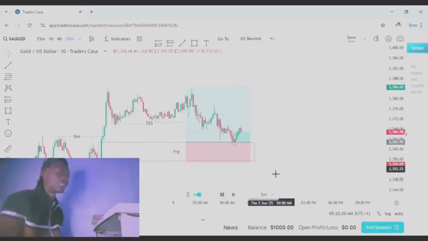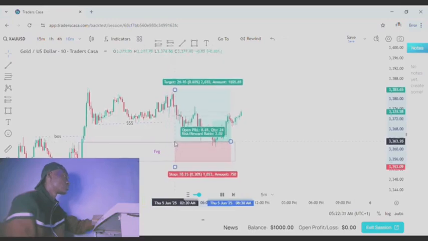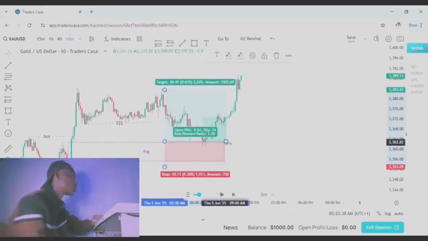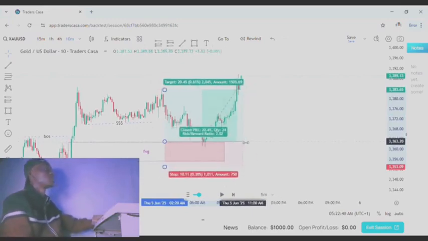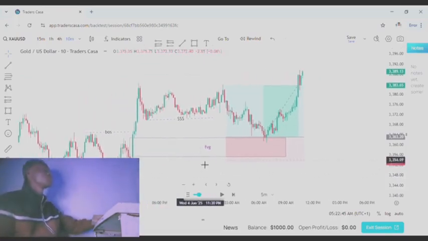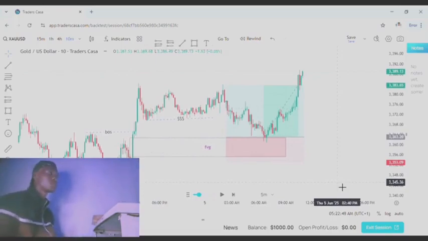Smashed. You can see right here, the TP was smashed right here. You can see how simple this easy setup is. You can use it to be making money every single day. Understand? So let's go over to the sells.